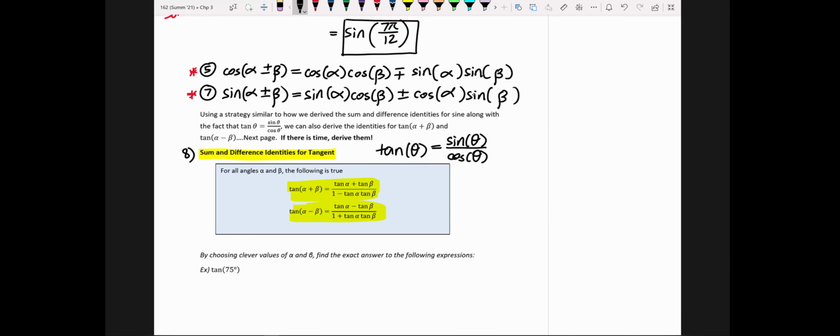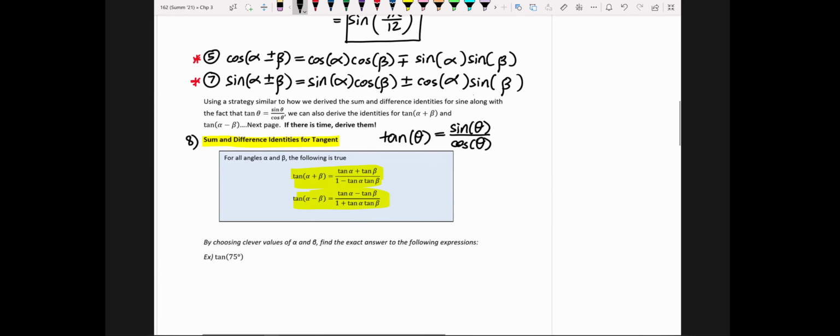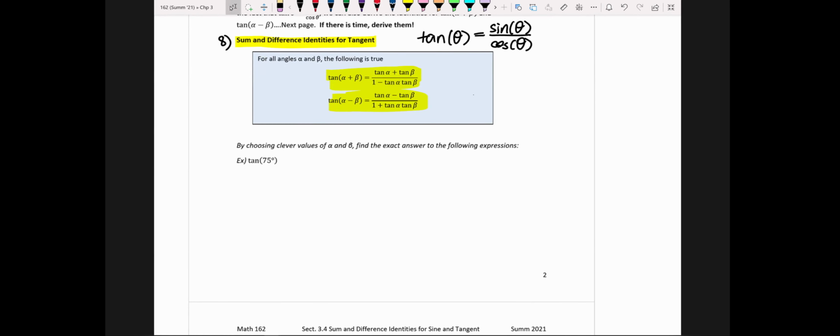Okay. So since tangent isn't one we necessarily need to store to memory long term, there isn't a special jingle to it, but it's worth learning for this chapter. So tangent of alpha plus beta is tangent of alpha plus tangent of beta, divided by 1 minus tangent of alpha tangent of beta. And then tangent of alpha minus beta is tangent of alpha minus tangent of beta, divided by 1 plus tangent of alpha tangent of beta. Okay. So if you don't have it stored to memory, remember you can put it on your reference page.